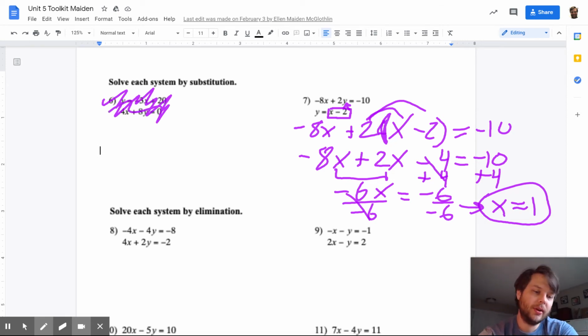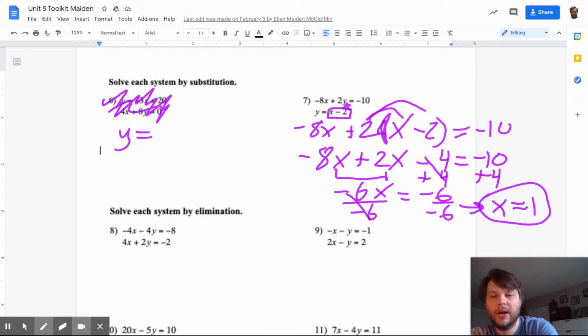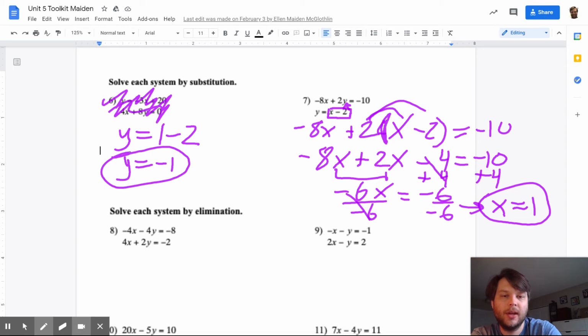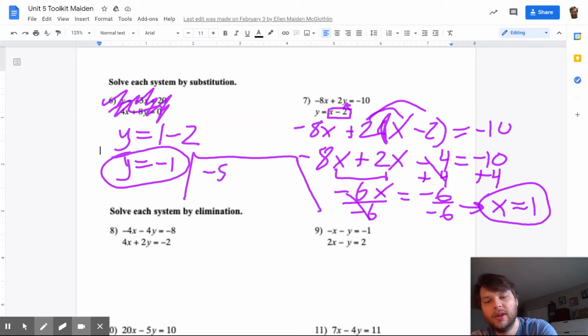The bottom equation is already solved for us, so I'm just going to plug it into the bottom equation. Y equals x minus 2. Y equals 1 minus 2, which is negative 1. It's a good idea to double check. So I'm going to double check using that top equation, negative 8x plus 2y equals negative 10. So negative 8 times x plus 2 times y give me negative 10. That's a negative 8 minus 2, and that gives me negative 10. So it checks out.